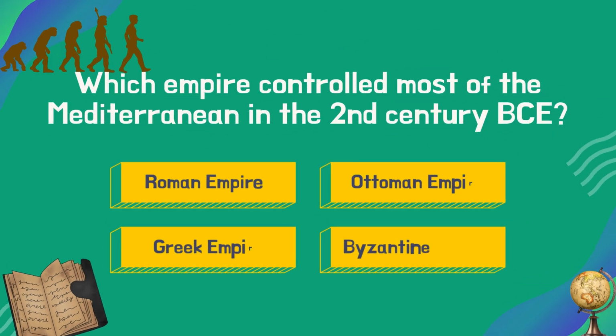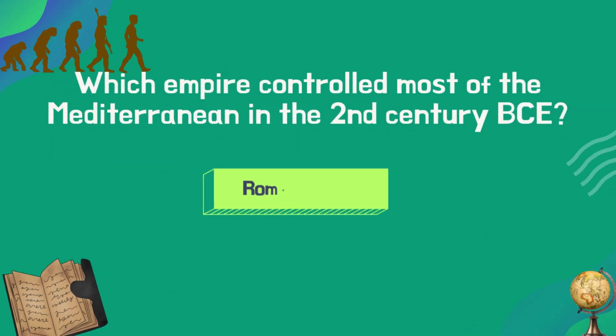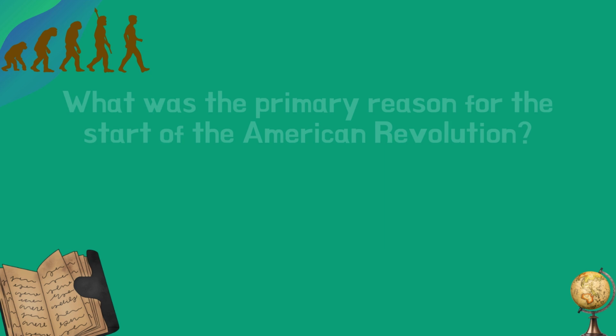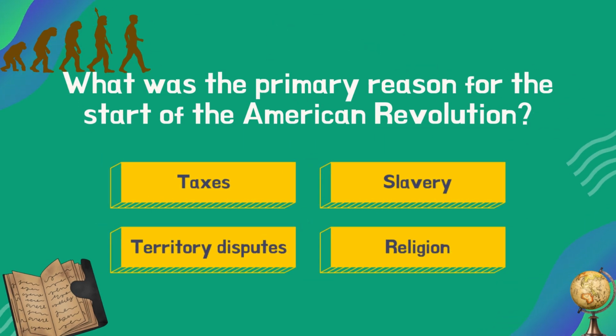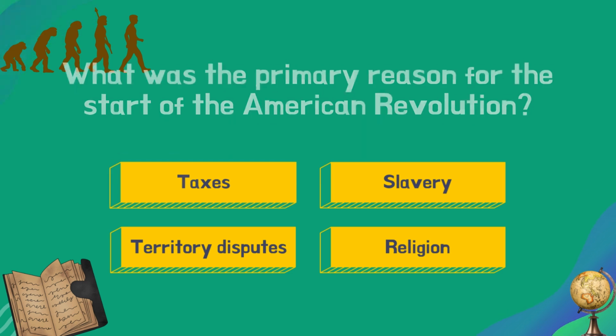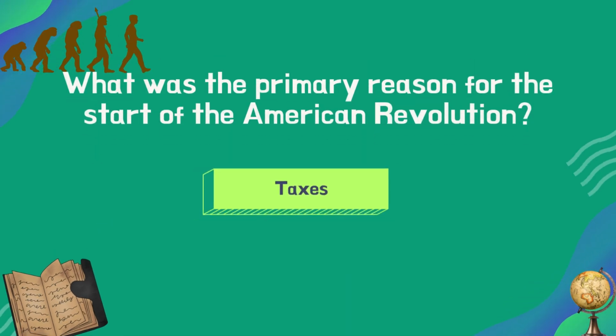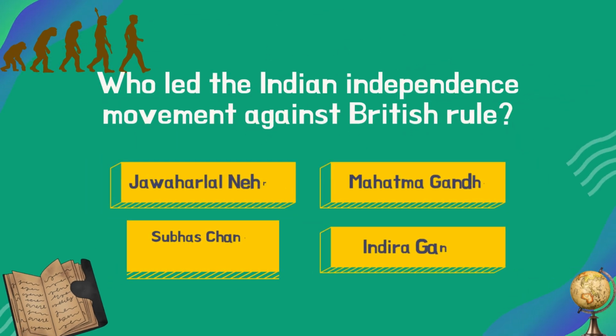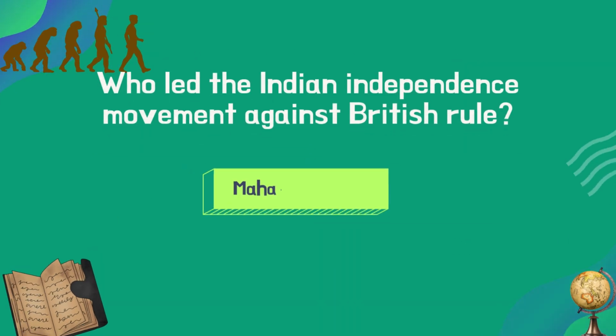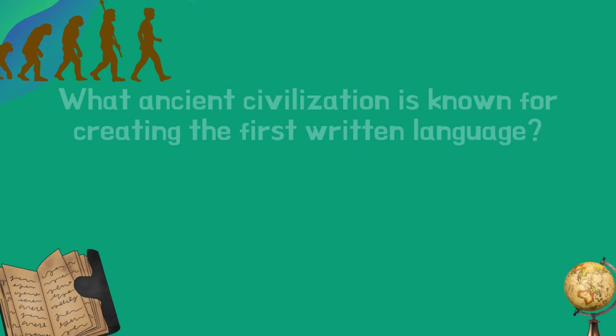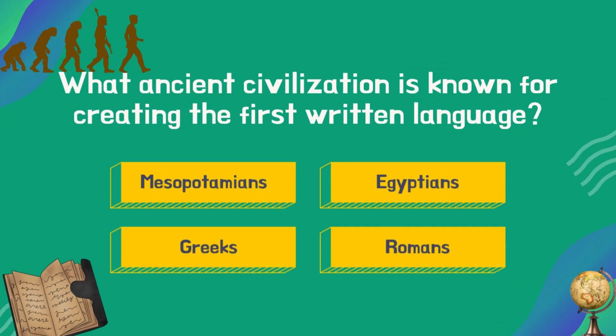Which empire controlled most of the Mediterranean in the 2nd century BCE? What was the primary reason for the start of the American Revolution? Who led the Indian independence movement against British rule? What ancient civilization is known for creating the first written language?